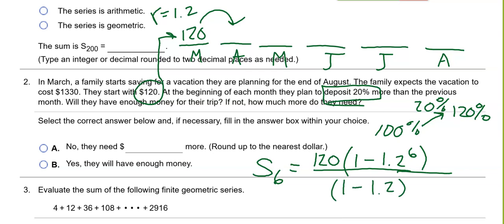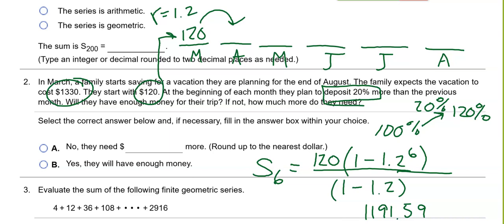And let's see here. 120, parenthesis, 1 minus 1.2 to the 6th, and then divide that by 1 minus 1.2. I end up with 1191.59. Now, they said that I needed 1330 in order to go on this trip. So I don't have enough money. So I'm going to find out how much I need.